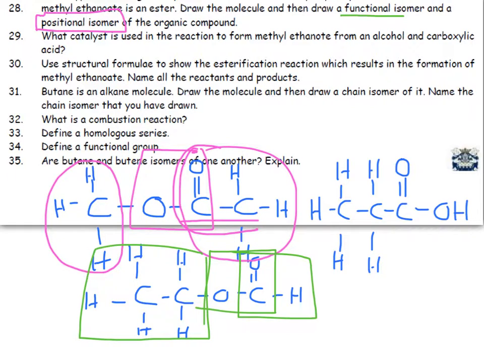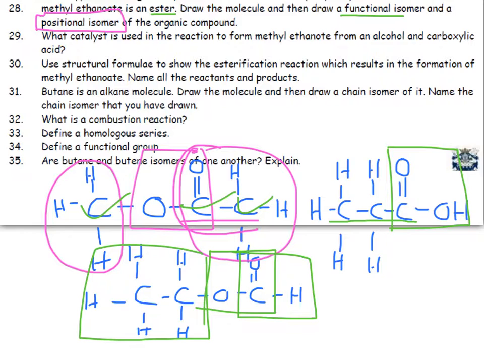Now you need to always remember that esters and carboxylic acids are isomers of one another. So I've got 3 carbons all together over here, 1, 2, 3. So I'm going to put them in a row, 1, 2, 3 over there, and then I am going to put the carboxylic acid functional group on there, and then I land up with a functional isomer of that organic compound.